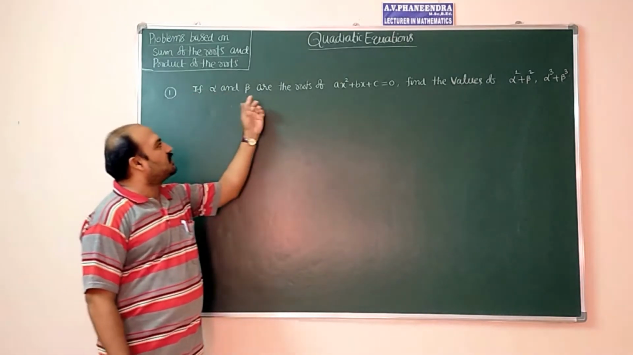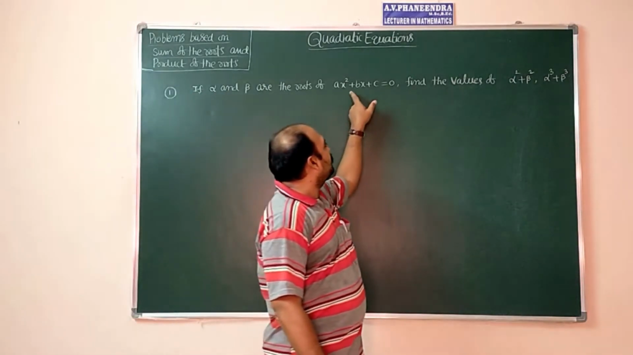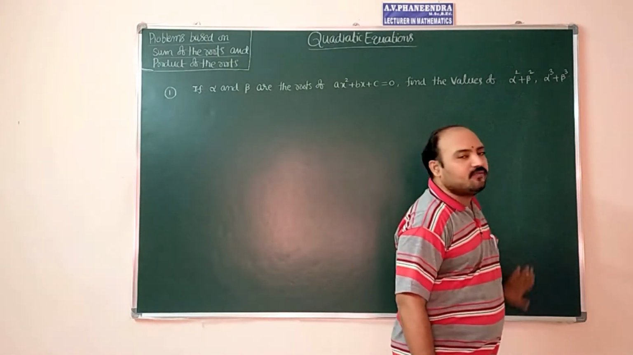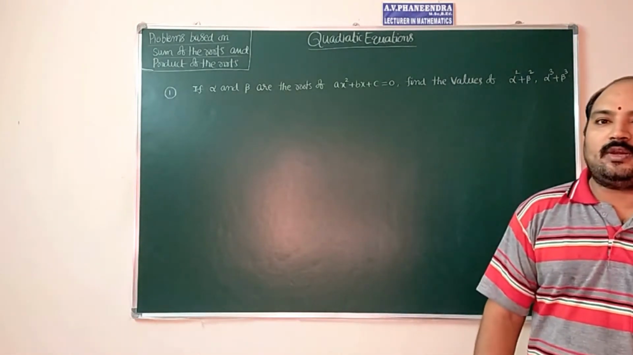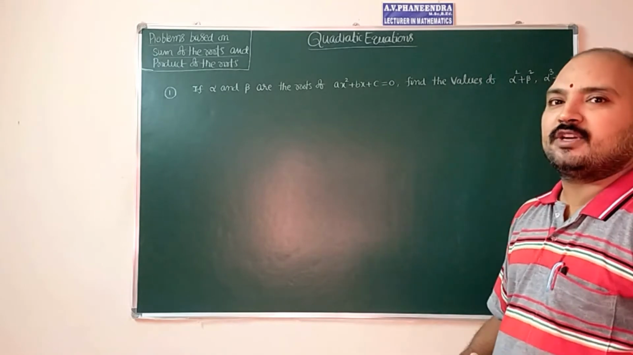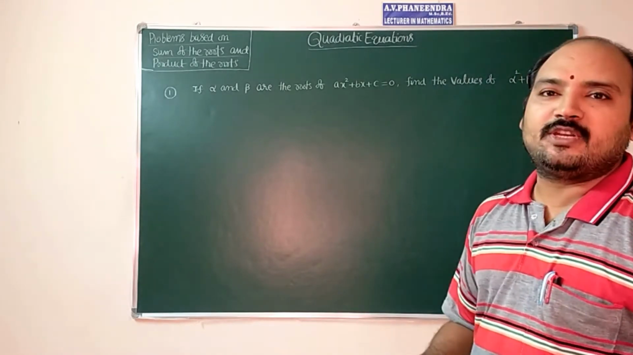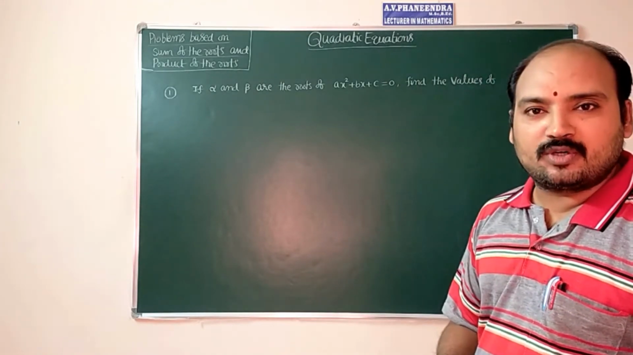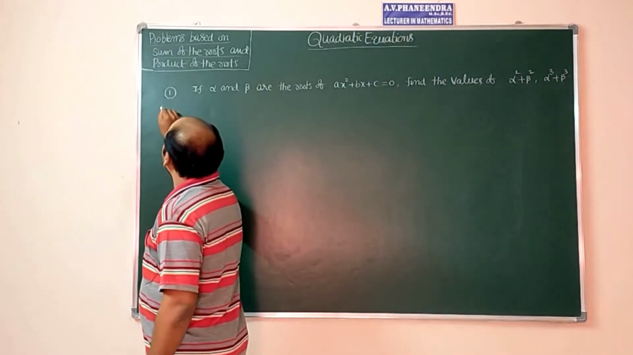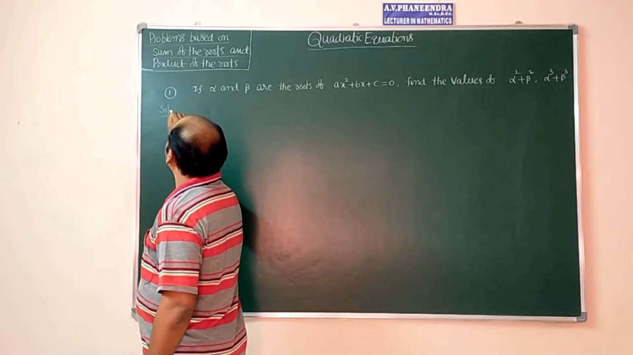If alpha and beta are the roots of ax square plus bx plus c equal to 0, find the values of alpha square plus beta square and alpha cube plus beta cube. First we have to know the relation between alpha and beta. Here alpha and beta are the roots of the quadratic equation. Step by step we have to discuss.